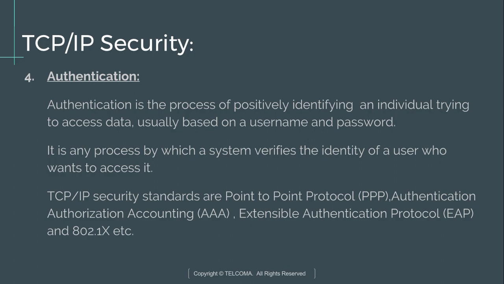Next is authentication. Authentication, as we know, is a process of positively identifying an individual who is trying to access the data, usually based upon the username and password. So it is any process by which a system verifies the identity of a user who wants to access it. So TCP/IP security standards are Point-to-Point Protocol, authentication, authorization, accounting (AAA), Extensible Authentication Protocol (EAP), and 802.1x, etc. We will discuss this later on.